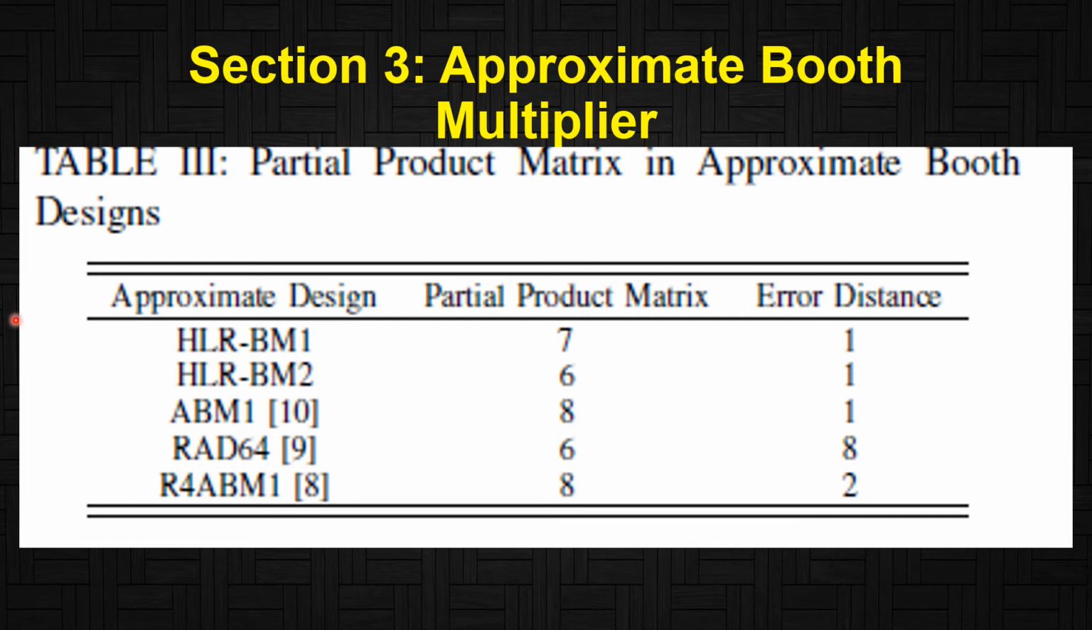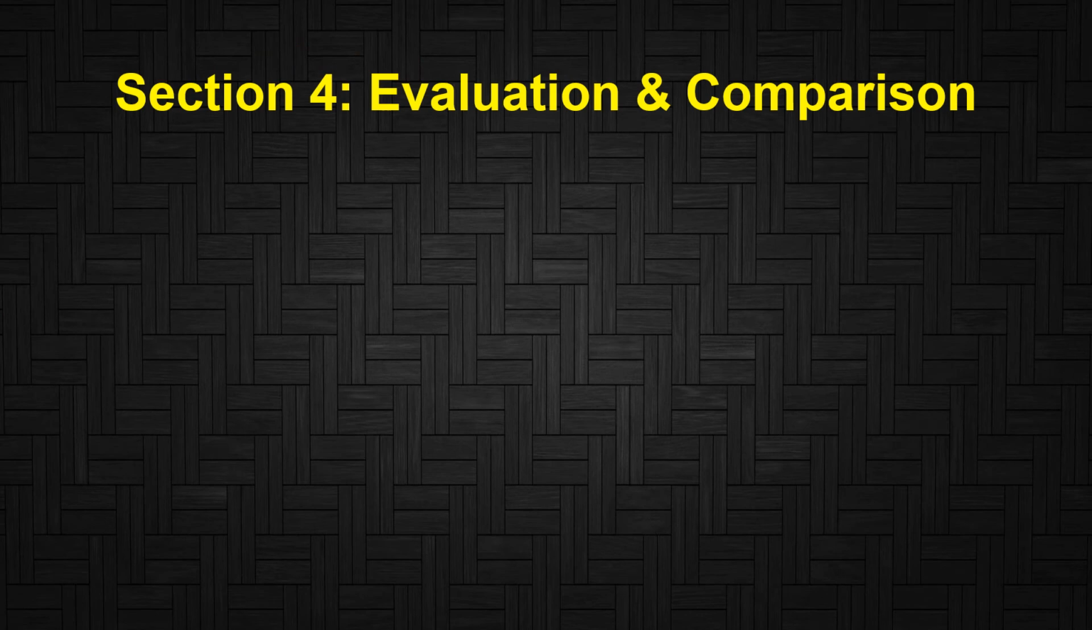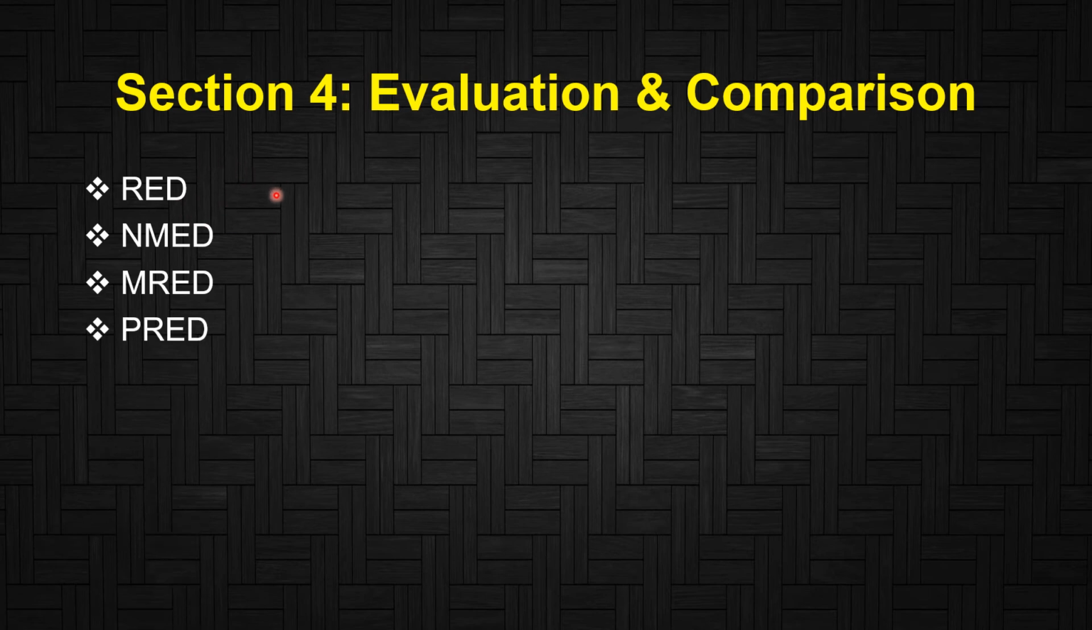So now we are going to discuss some terminologies, so it's better that we understand them beforehand so it may not create any confusion afterwards. RED is defined as the error distance over the absolute accurate result. NMED is the normalized mean error distance by the maximum output of the accurate design. MRED is the average of all possible REDs. And finally, PRED, which is the probability of obtaining a RED smaller than a specific percentage value. Here we have considered it to be 2%.